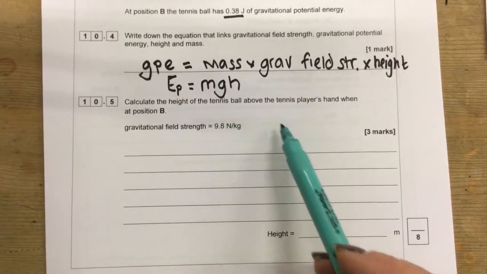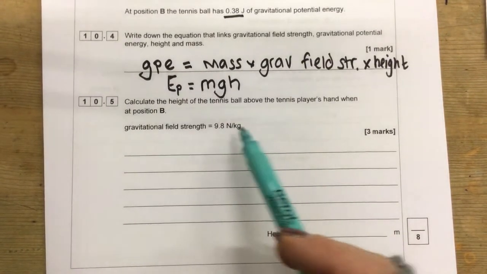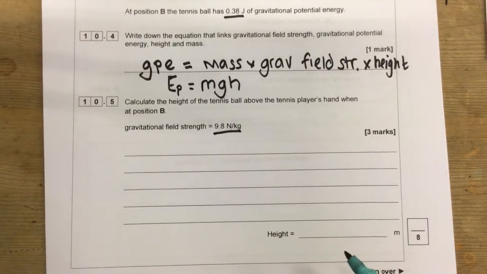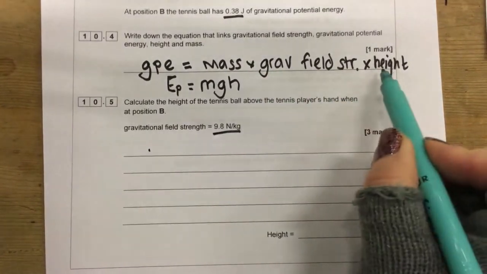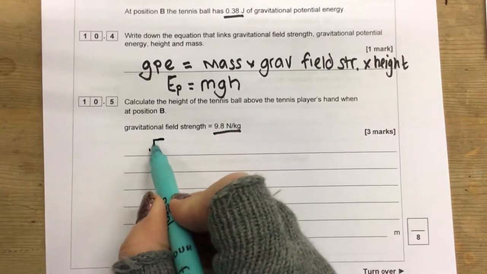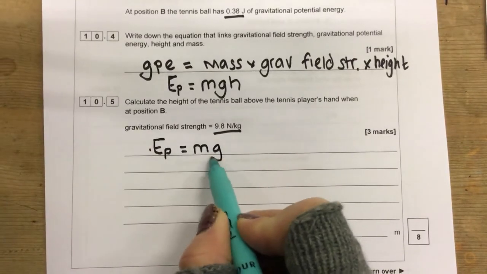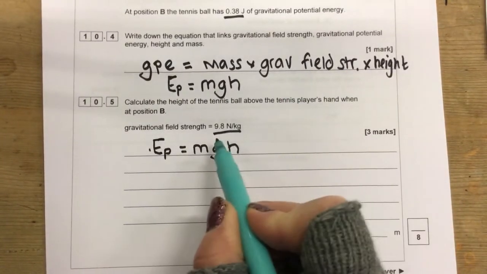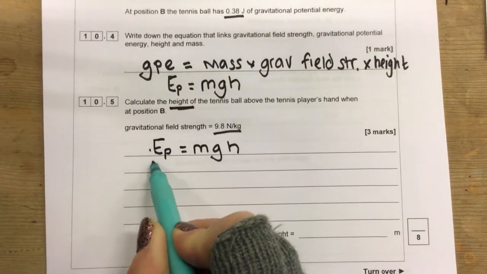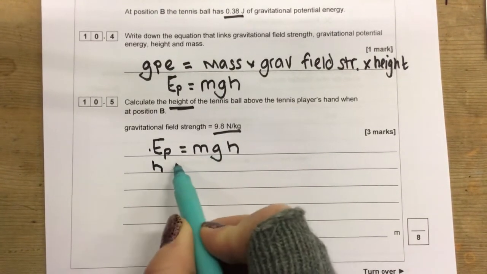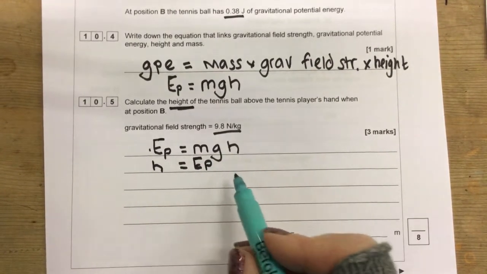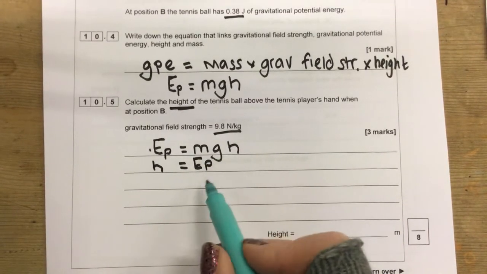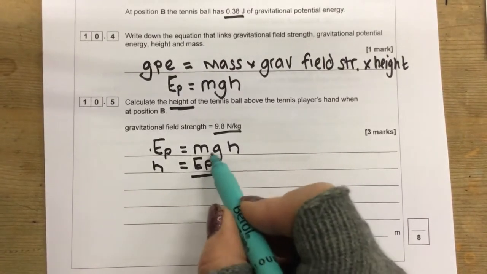Calculate the height of the tennis ball above the tennis player's hand at position B. Gravitational field strength is 9.8 newtons per kilogram. So we need the height, we need to rearrange this equation. GPE is MGH. You'll notice I keep writing the equation down every time. If I make a mistake rearranging it, the examiner can see what I've done. If I just suddenly start putting numbers everywhere, they've got no idea if I know what I'm doing. So let's rearrange it now. I want height as the subject, so I need to divide both sides by M and G. So it's EP divided by MG.